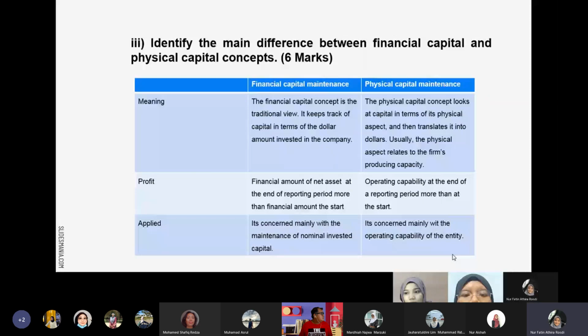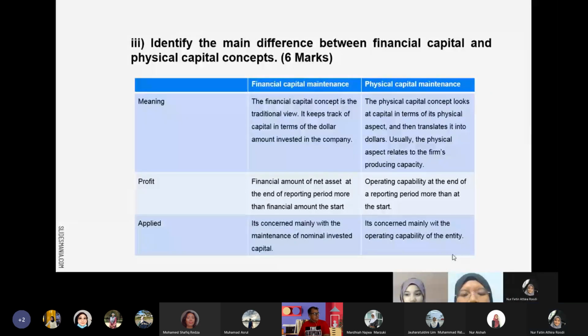In terms of meaning, for physical capital maintenance, the physical capital concept looks at capital in terms of its physical aspect and then translates it into dollars. Usually, the physical aspect relates to the firm's producing capacity. In terms of profit for financial capital maintenance, the financial amount of net assets at the end of the reporting period is more than the financial amount at the start. In terms of profit for physical capital maintenance, operating capability at the end of a reporting period is more than at the first.